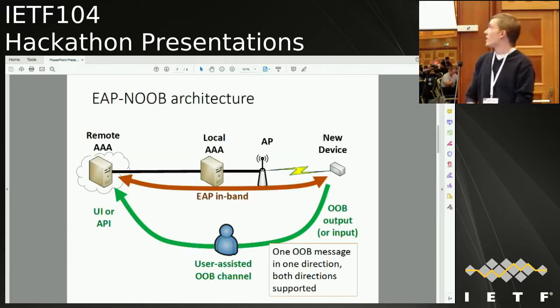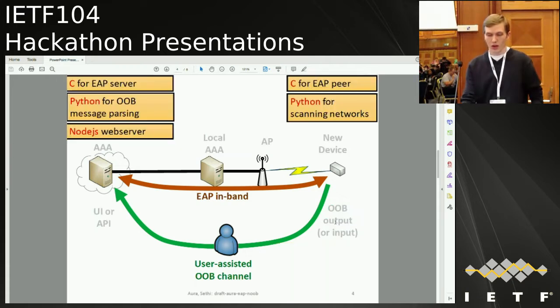Over here, you can see an overview of the EAP Noob architecture. On the right-hand side, we have our new device. On the left, we have a server that we want to bootstrap it to. And in the middle, we have the in-band EAP network and the user-assisted out-of-band channel. There's currently an open source implementation available on GitHub, and it is a nice mixture of C code, Python, and Node.js on the server side, and C and Python on the client side.